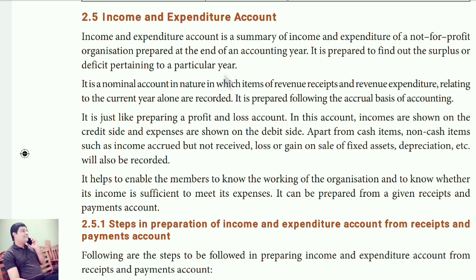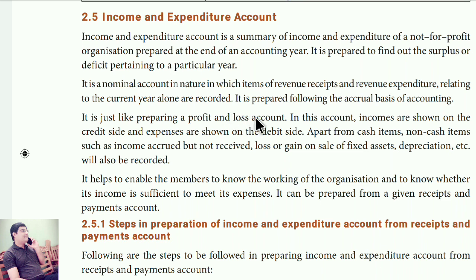So what are we calculating the income and expenditure account for? To find out the surplus or deficit, the profit or loss for the NPO. Which type of account is it? It is a nominal account in nature, in which items of revenue receipts and revenue expenditure relating to the current year, only the current year, are recorded. Always remember, underline this point. Only current year alone are recorded into the income and expenditure account.